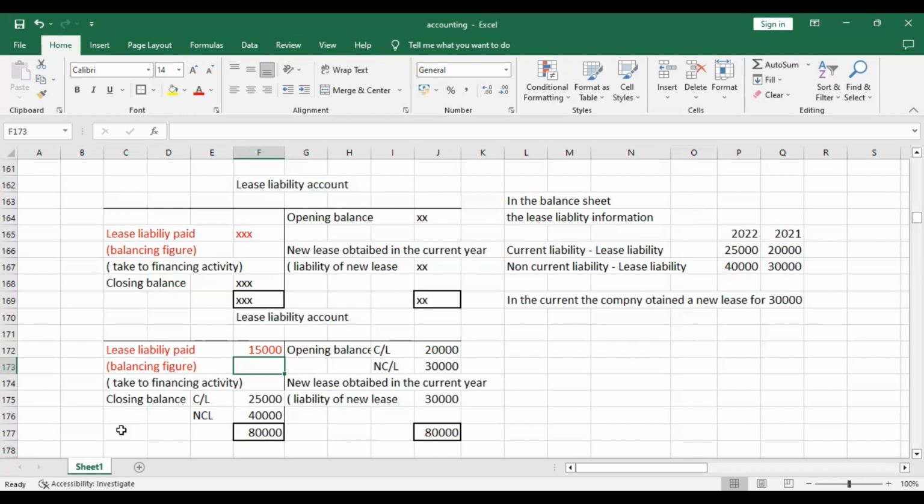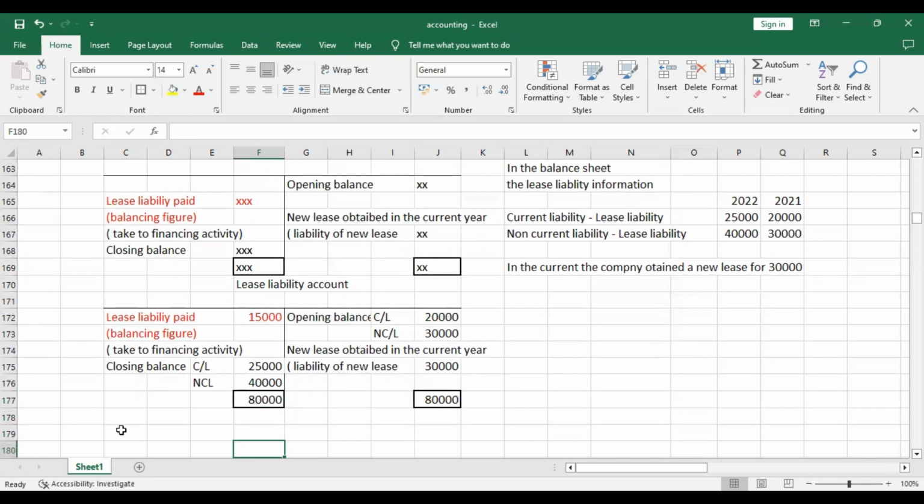This is regarding lease. And sometimes you may be required to prepare what is called the government grants obtained in the current year, or government grants amortized in the current year. Government grant is also a liability account, because normally whenever the grant is received, it will be kept in a liability account and it will be transferred to the P&L account based on the terms and conditions satisfied.